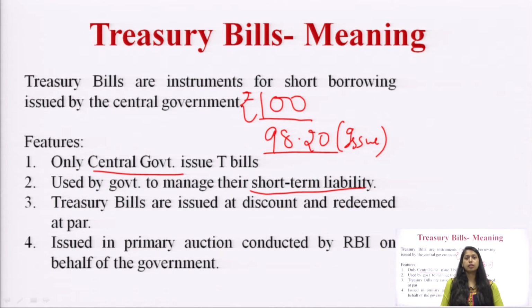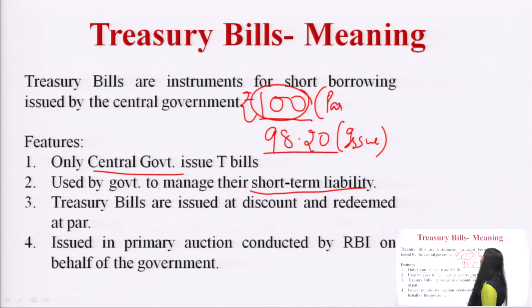But when the maturity ends and when you have to make the payment, what do you have to do? You have to make the payment of 100 rupees. And when you are making the payment of 100 rupees, what is this? This is the par. So this is the par value and this is the discounted value. So what have you done? You have issued at discount. Issued at discount means you have given it at discount, and redeemed at par means you have paid at par. And this par value is also called the face value.